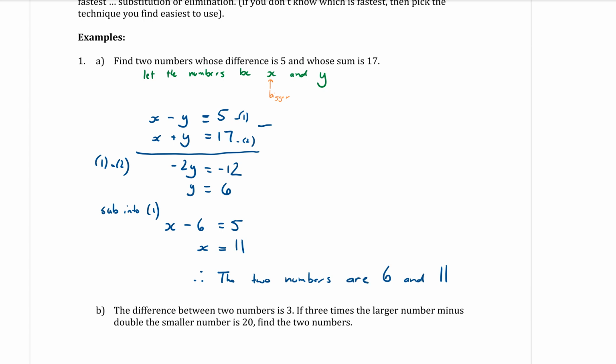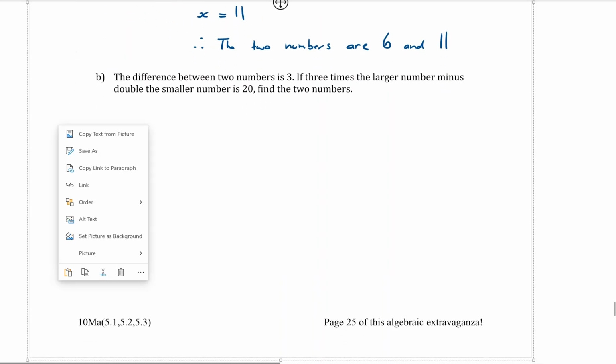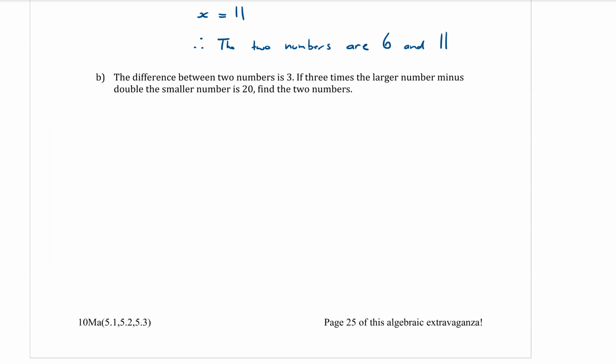Okay, let's do another one. Question B. The difference between two numbers is 3. If 3 times the larger number minus double the smaller number is 20, find the two numbers. So again, I'm going to have to choose some pronumerals. Let's do the same as last time. Let's use x and y. So let the numbers be x and y. And let's make the x bigger again, where x is bigger.